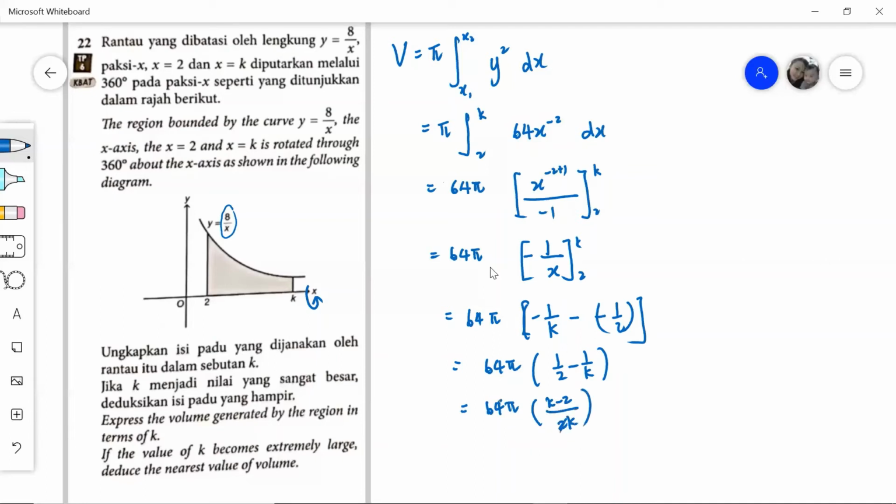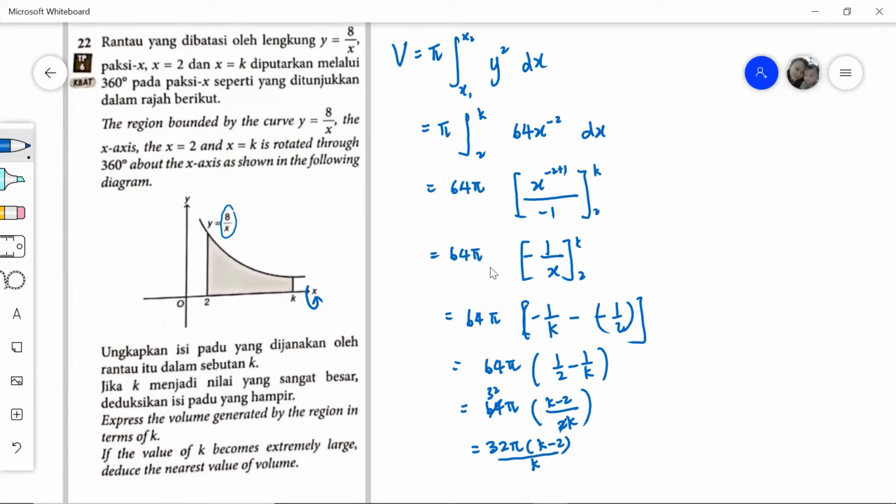This one we can simplify, 32. So 32 pi times k minus 2 over k. So this is the volume generated in terms of k.